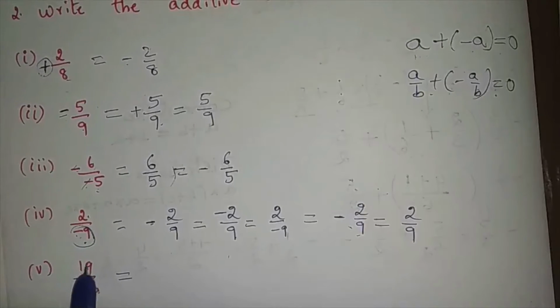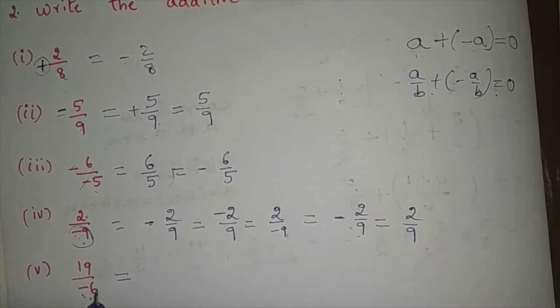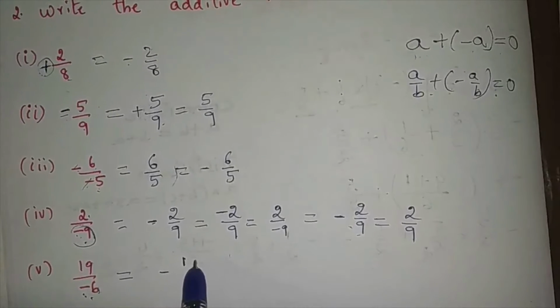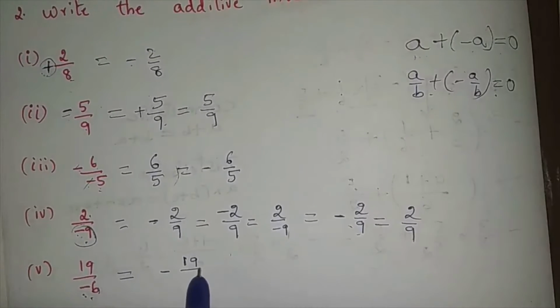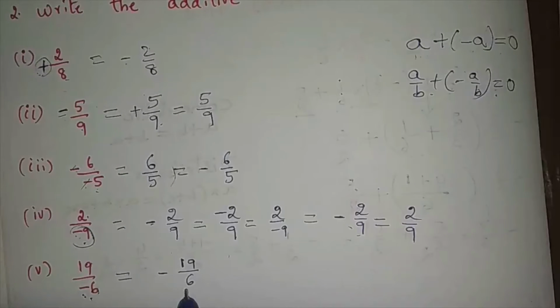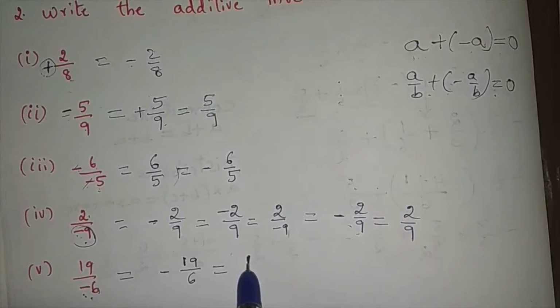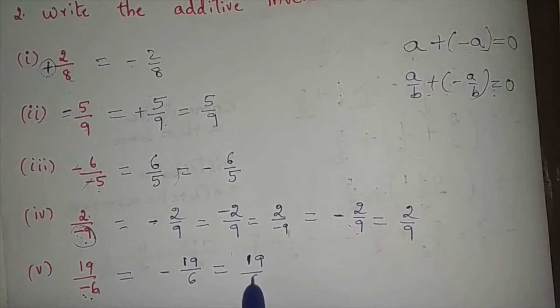Next bit is 19 by minus 6. Here the negative sign is given in the denominator. Again, 19 by minus 6 is the very same as minus 19 divided by 6. And the additive inverse of minus 19 by 6 is 19 by 6.